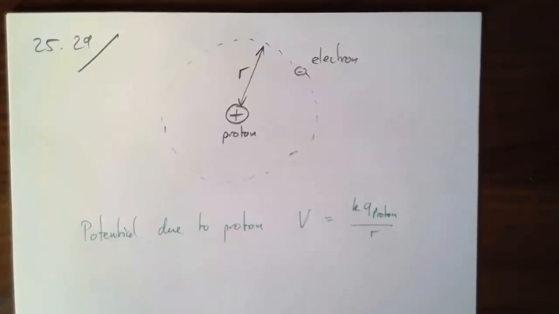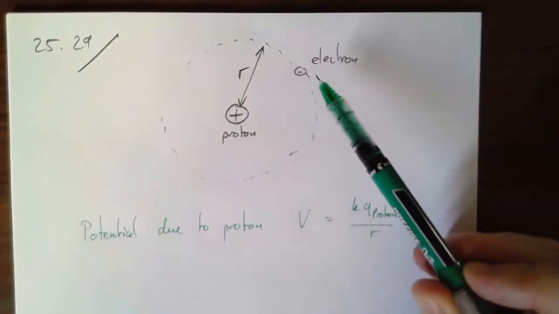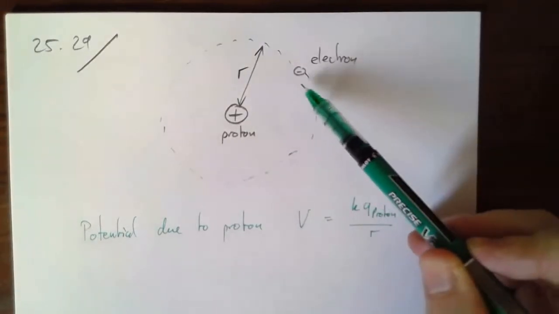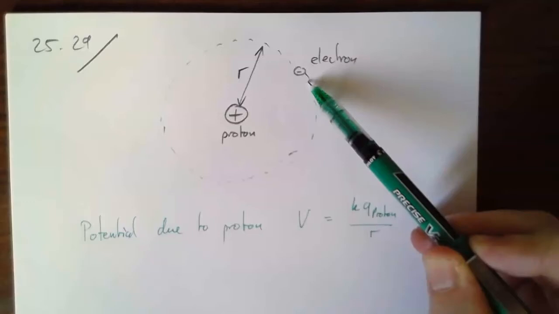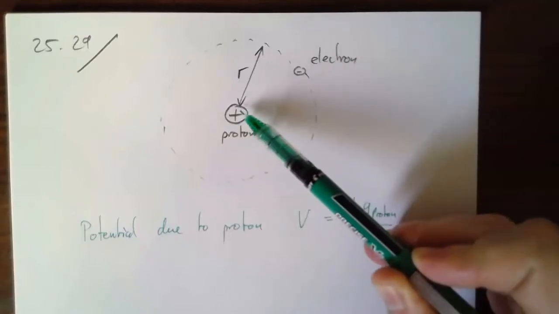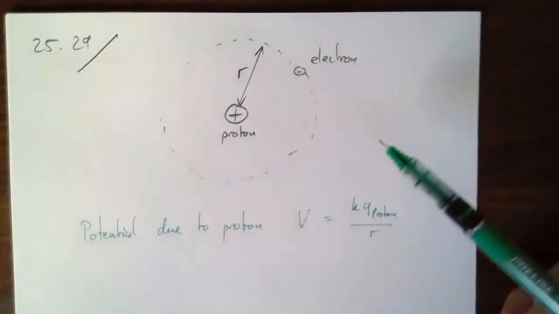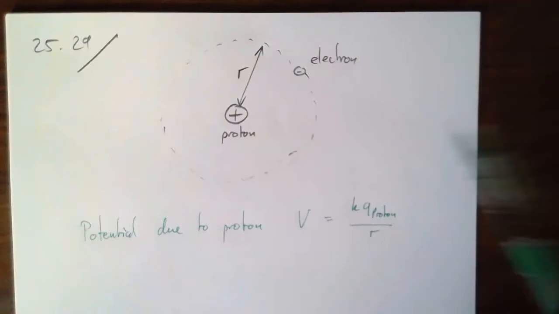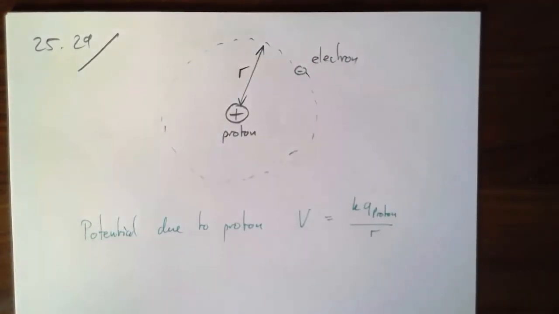So the next question is number 29. It's actually a really easy one. It's mostly just plugging in values, but there is an interesting little tangent that I want to explore a little bit. The first part asks us to find the potential due to the proton at the position of the electron. So that means we're ignoring the electron, we're just asking what is the potential right here due to this charge here. This is kind of how people imagined an atom would look, a hydrogen atom in this case.